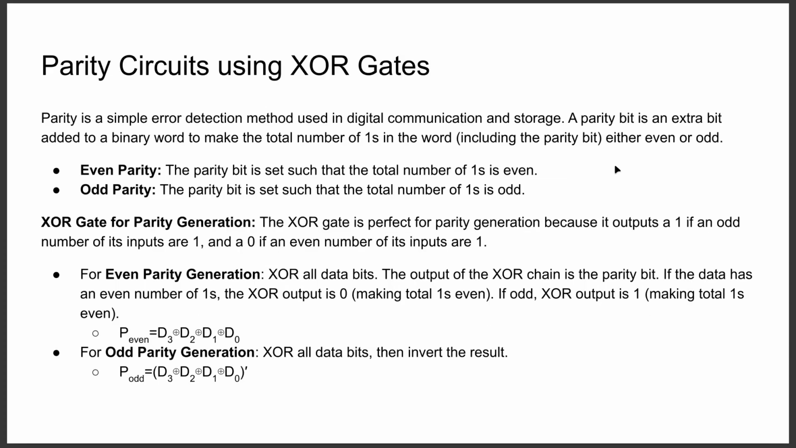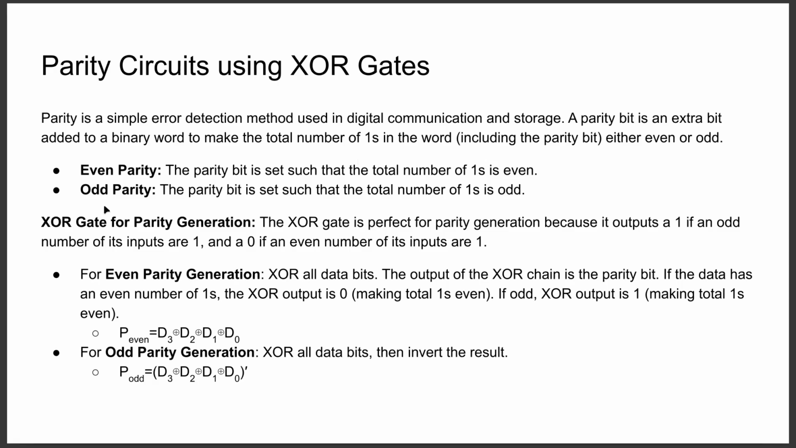Parity circuits using XOR gates. A parity is a simple error detection method used in digital communication and storage. A parity bit is an extra bit added to a binary word to make the total number of ones in the word, including the parity bit, either even or odd. In even parity, the parity bit is set such that the total number of ones is even, and the opposite is true for odd parity.